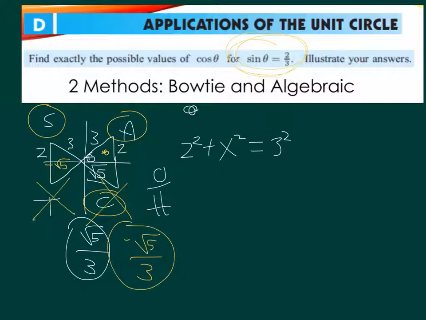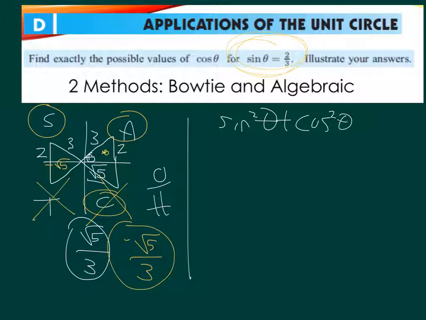Alright, that's the bow tie method. We'll practice that a few more times, and we'll practice it in next class as well. But for now, let's look at the algebraic method, and for this one you might find it easier. So it comes down to knowing that sine squared plus cosine squared equals 1. And I know that sine is 2/3.